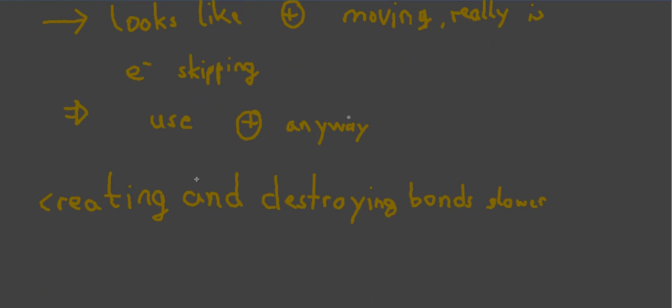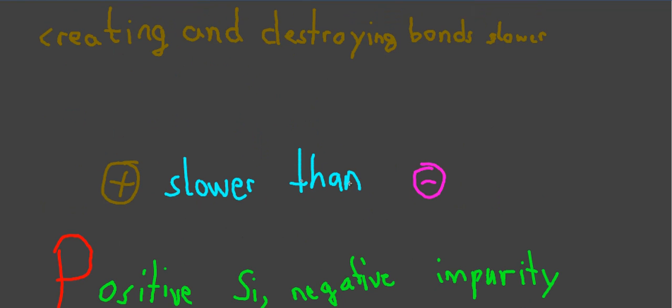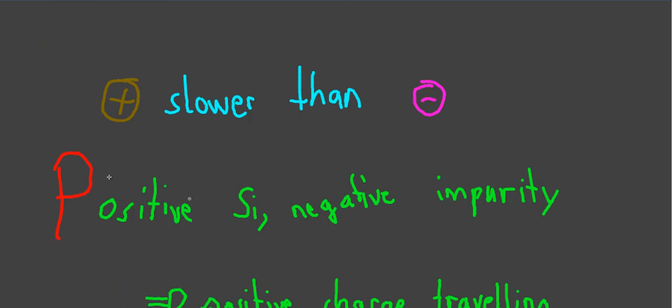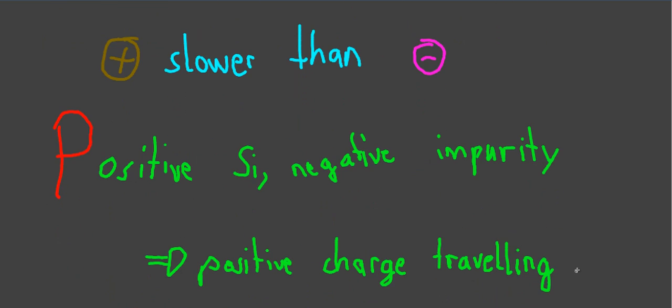Now there's one little quite interesting thing that's actually not that important, but it has some importance. So if you stumble across it, you know why. Creating and destroying bonds is slower, so the positive charge actually moves slower than the negative charge. So the positive holes move slower than the negative electrons. And once again, if we have positive charge traveling, we actually have p doping, and there's a negative impurity left behind. So positive charges moving, p doping, negative charges moving, n doping.